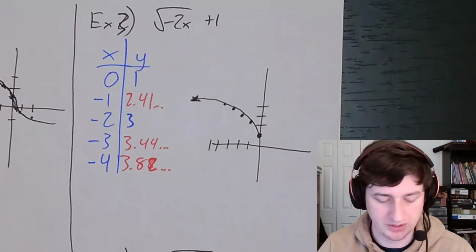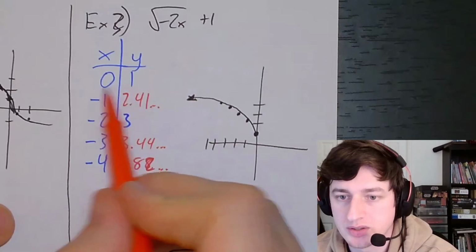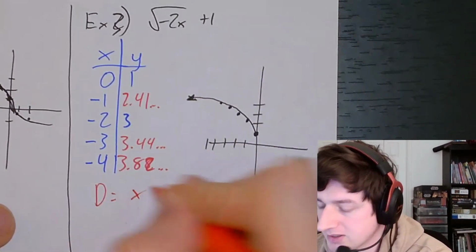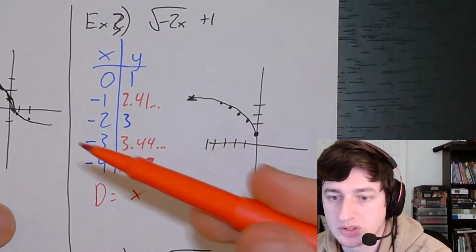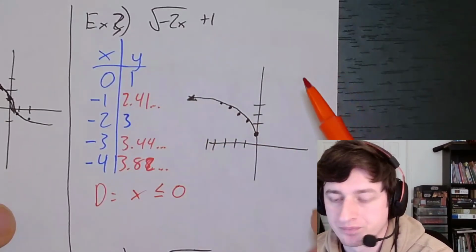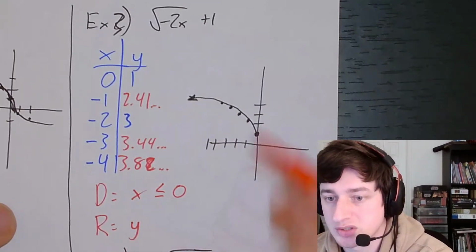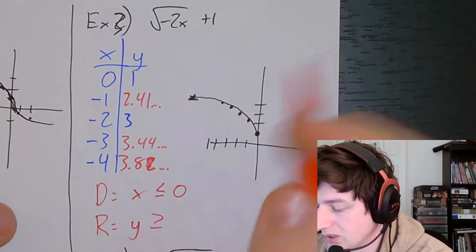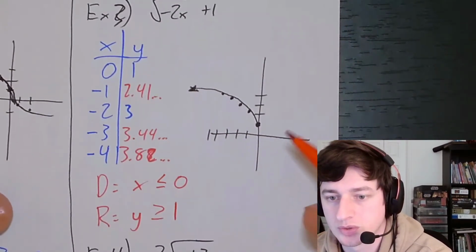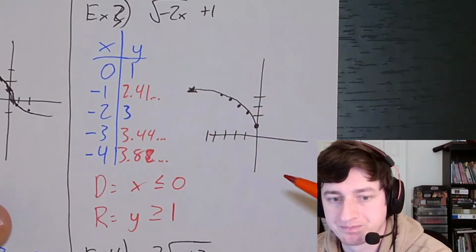And then our domain and range are directly connected to this point and which direction the graph goes. So the domain is x. Since we're only going left, it's smaller than or equal to 0, this point right here. Our range is the y values, and they're still all positive, but it starts at 1. And so that's our domain and range. So we're going left, x is smaller than 0, and y is bigger than 1, so we're going up. Okay.